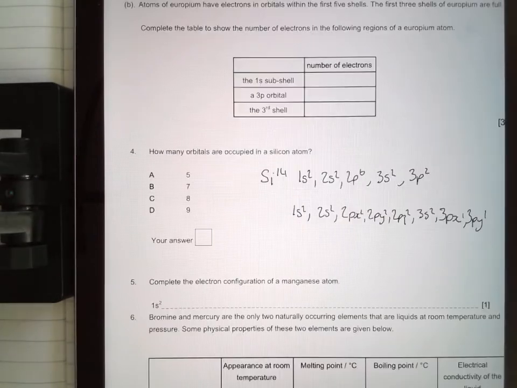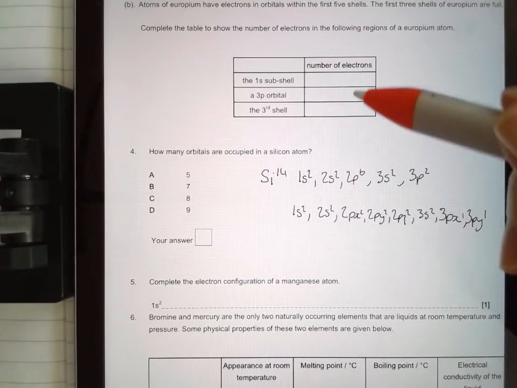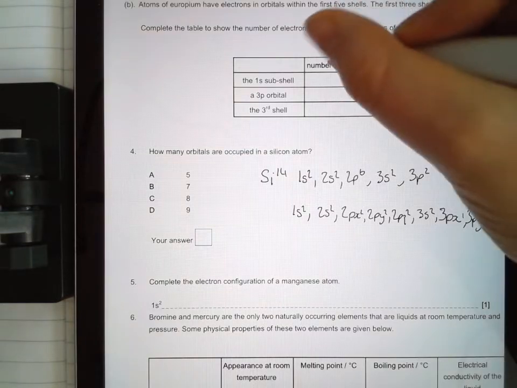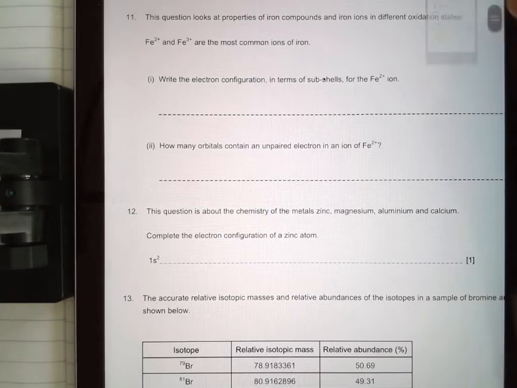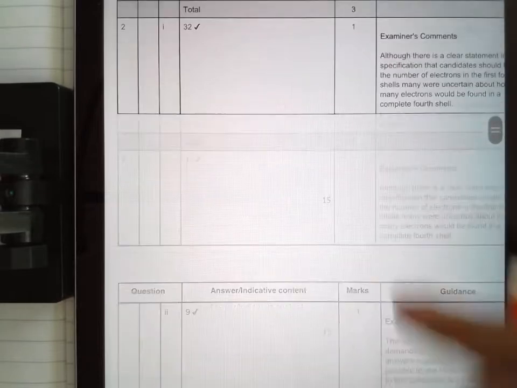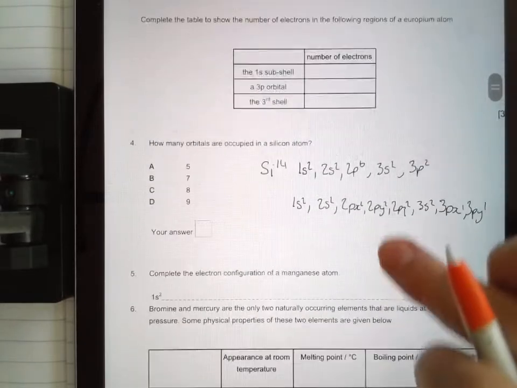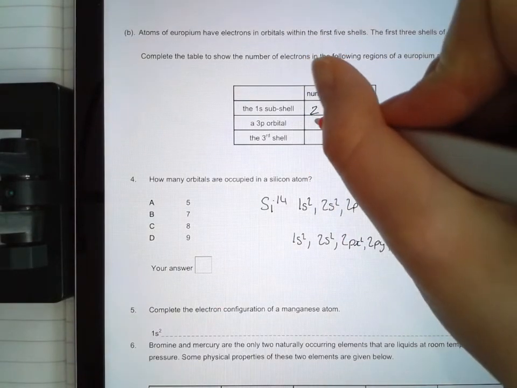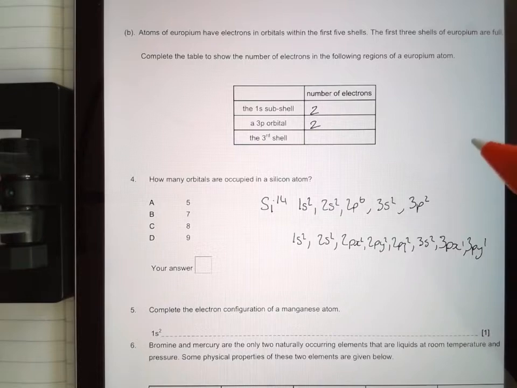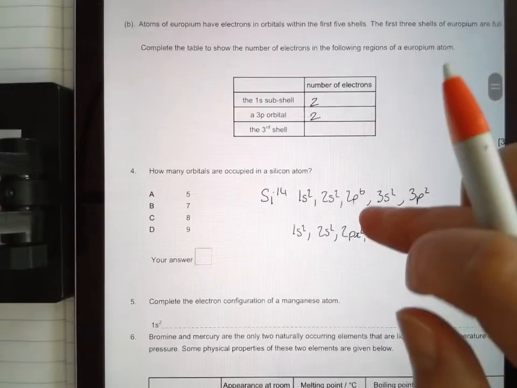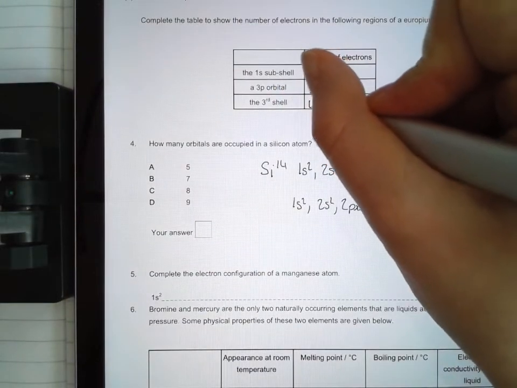60 electrons. In 3b, okay, a similar style question to what we had above, number of electrons in the 1s subshell, okay, if it's 1s, there's only 1 orbital there, the number of electrons is going to be 2. In a 3p orbital, they're asking about one specific orbital, so the answer is going to be 2. In the third shell, okay, we counted above that we had 9 orbitals in the third shell. Each of them can hold 2 electrons. That gives you a total of 18.